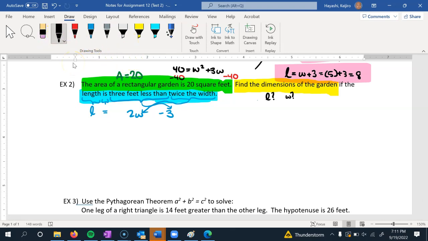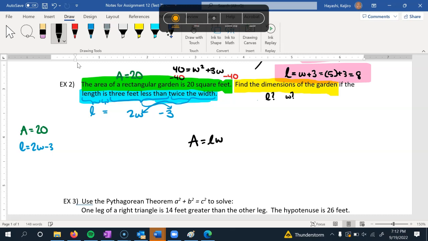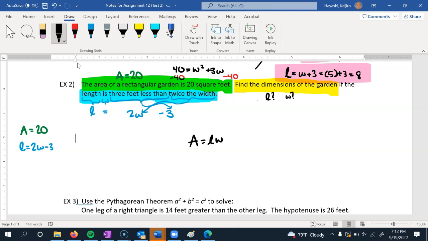So the area equals 20. That's one equation that we're working with. And the other equation we just made is L equals 2W minus 3. Cool. Since this is a rectangle, we're going to start off with the same A equals LW because we're looking for L, we're looking for W, we're also dealing with the area. The only equation that relates all three, in the context of a rectangle, is area equals LW.